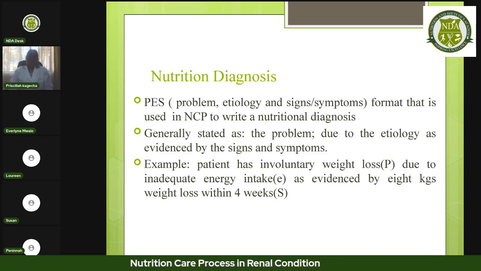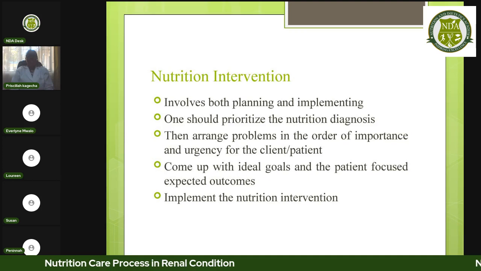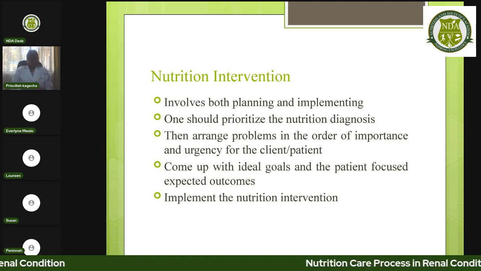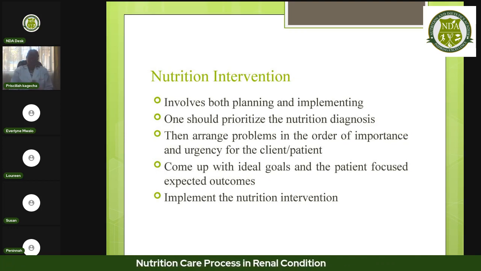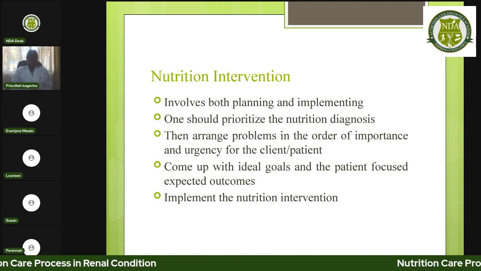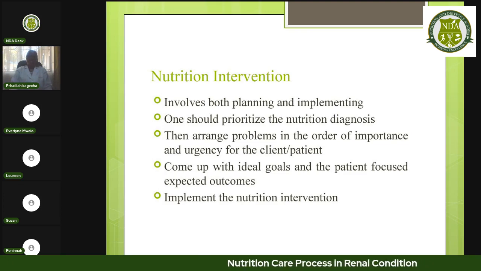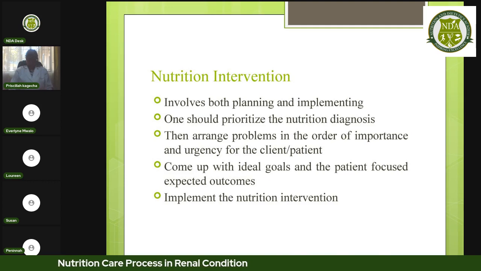The third step is intervention in the care process. So how do you do nutrition intervention? Basically, nutrition intervention involves planning and implementing. So one should prioritize the nutrition diagnosis when you're planning or when you're intervening.